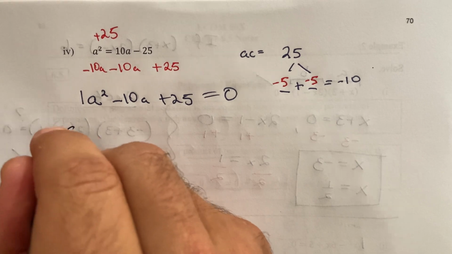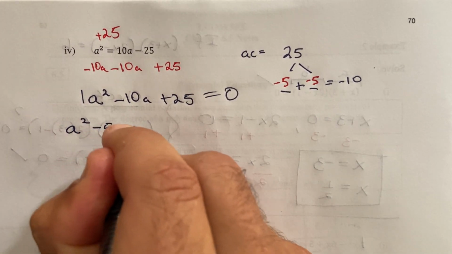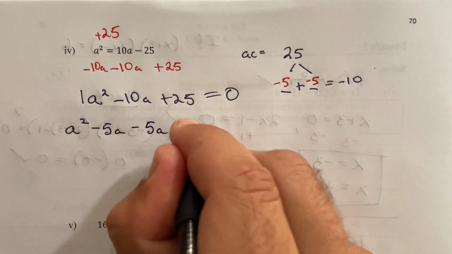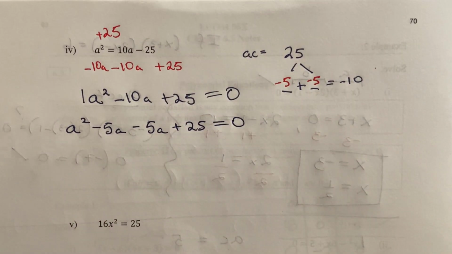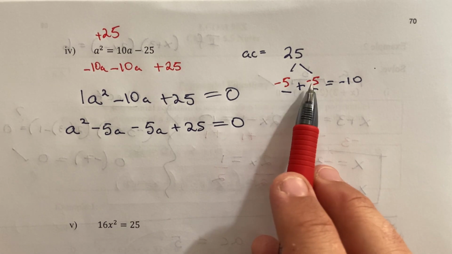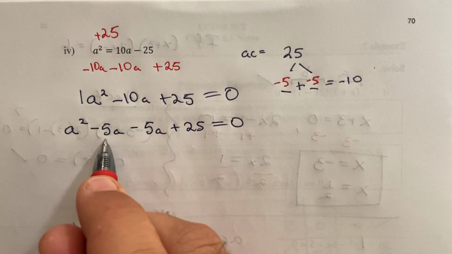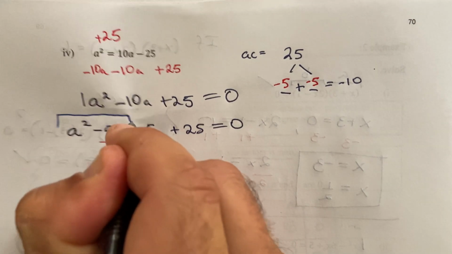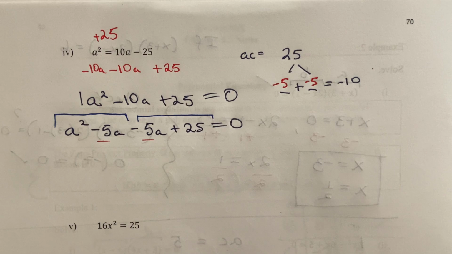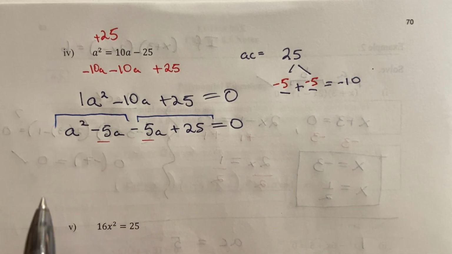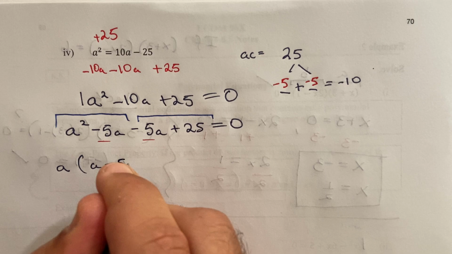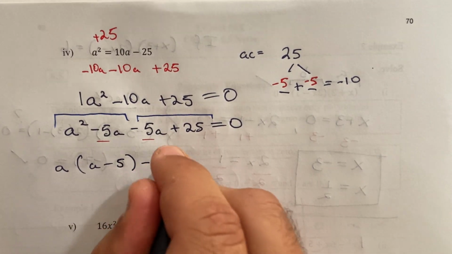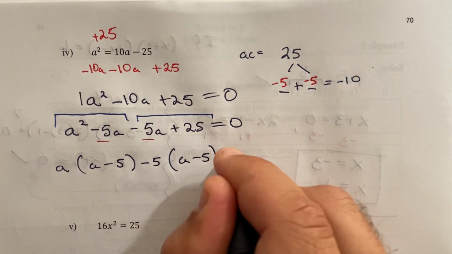So I'll split up that middle term. We'll have a squared minus 5a minus 5a plus 25 equals 0. Right, so again, after you determine the numbers that solve this puzzle, those come in as the coefficients on your middle term. Then factor by grouping. So I'll factor out an a, minus 5 left behind, and a negative 5, a minus 5 left behind again, right?